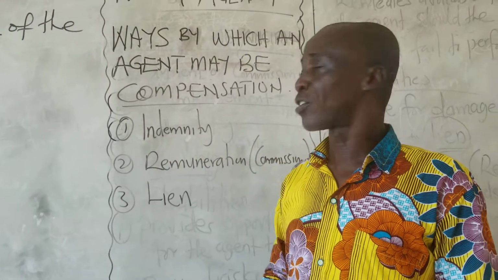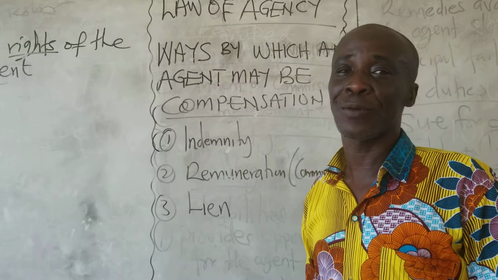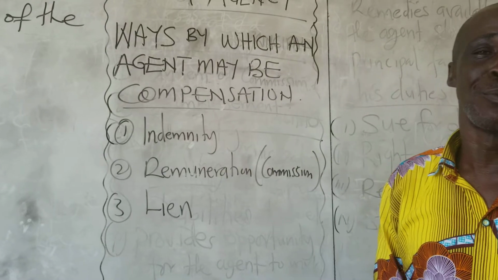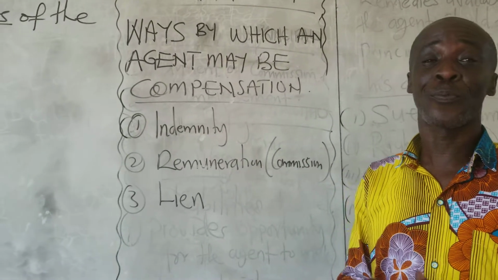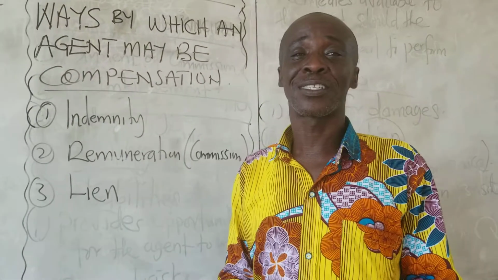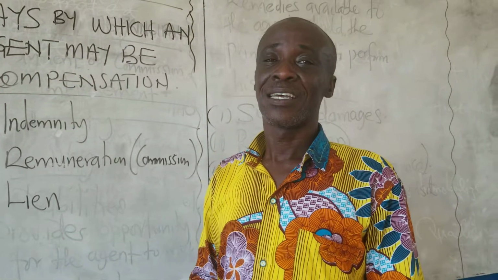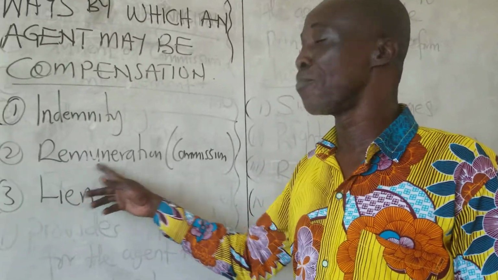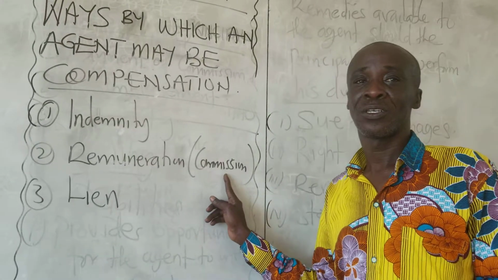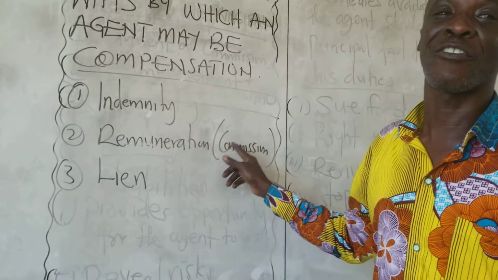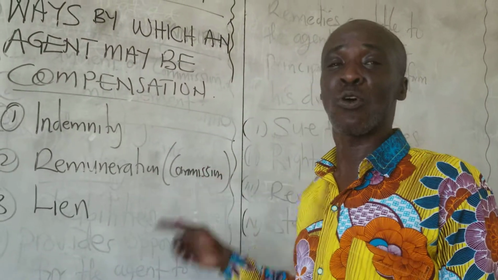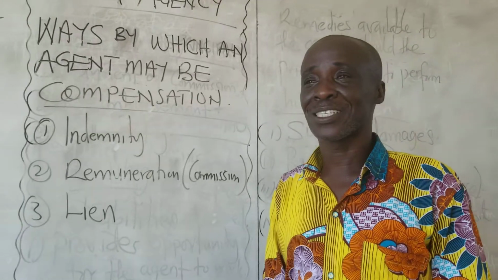The second one is very simple, straightforward. We have done it, we have talked about it. When you are working, most people work or apply to work because they want to be compensated, and that compensation is their remuneration. The agent's remuneration is what you call commission. So one way he is compensated is through his remuneration, which we call commission. It's as simple as that.